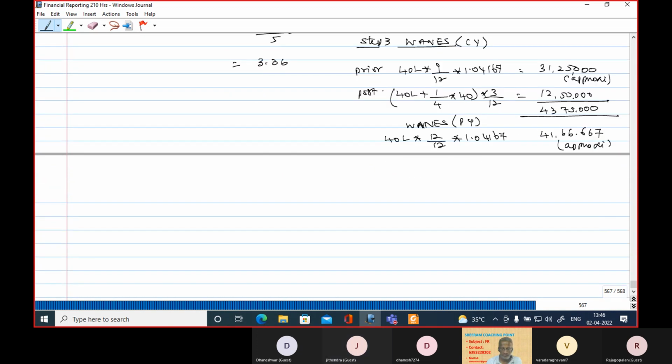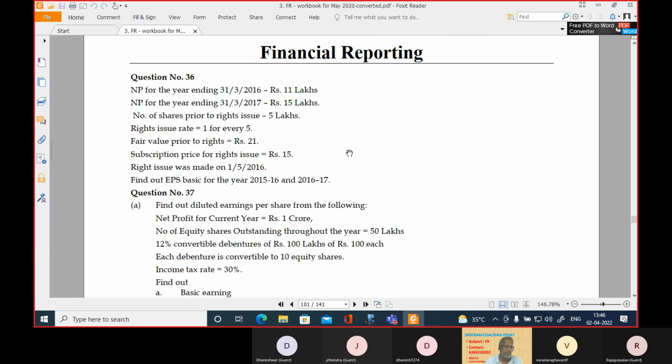Noted, sir. So then question number 36, Danesh will read this out. Net profit for the year ending 31st March 2016 is 11 lakhs. Net profit for the year ending 31st March 2017, 15 lakhs. Number of shares prior to the rights issue is 5 lakhs. Rights issue rate is 1 for every 5. Fair value prior to the rights is 21. Subscription price for the rights issue 15. Rights issue was made on 1st May 2016. Find out the basic EPS for the years 2015-16 and 16-17.